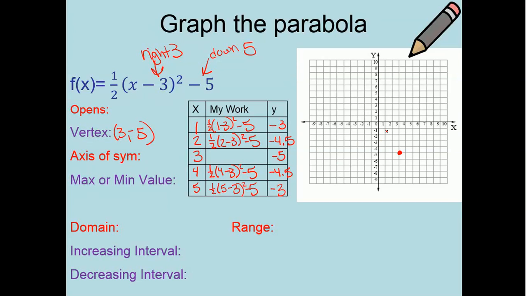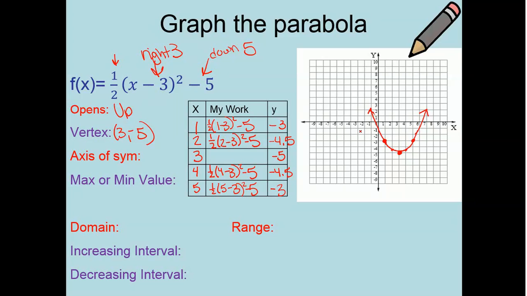Let's graph those. So I got (1, negative 3) for one dot. Whoop, that was a little off. (2, negative 4.5), right about there. (4, negative 4.5). And (5, negative 3). Connect the dots. There we go. That's actually a pretty good parabola. Look at that. So it looks like it's opening up. Same thing counts for the a term. If it's a positive, it's going to be opening up.